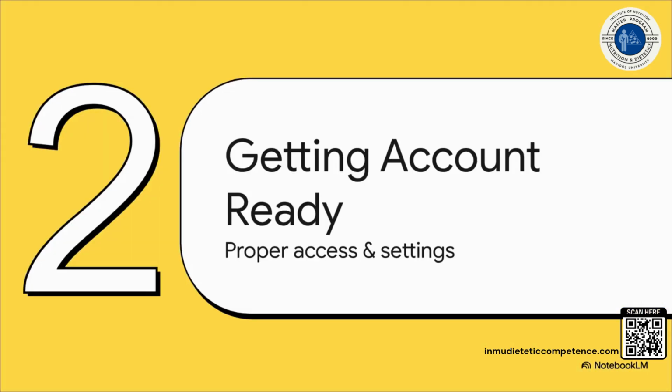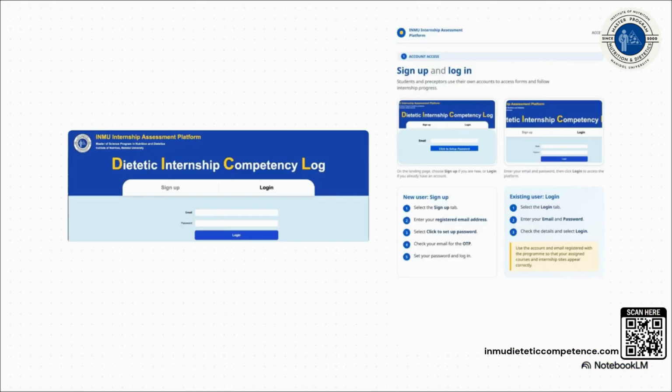Moving right along to Section 2, getting your account ready. Notice how there are 2 distinct paths for getting into the system. If you're a new user, you've got to hit that Sign Up tab and enter your officially registered email. From there, you set up a password, which triggers a one-time password, an OTP sent straight to your inbox. Verify that, and you're in.